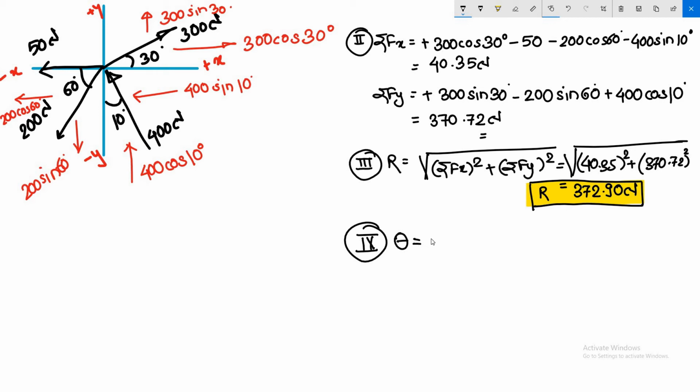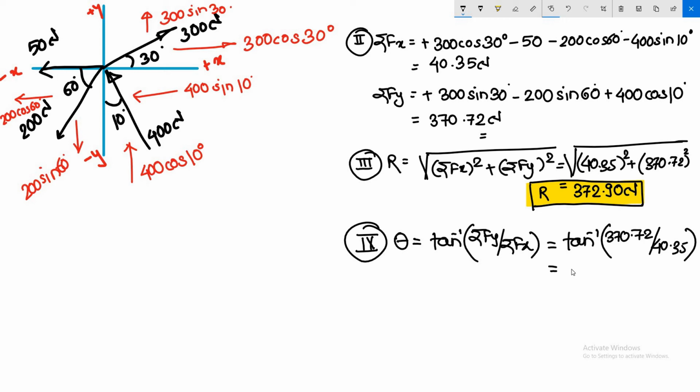Theta is the inclination that the resultant makes with the x-axis. Therefore the formula is tan inverse of, again remember, summation Fy by summation Fx. You don't need to consider the sign convention while putting in the values of summation Fy and summation Fx. Tan inverse of 370.72 divided by 40.35. Again use the calculator, and you get the value as 83.78.